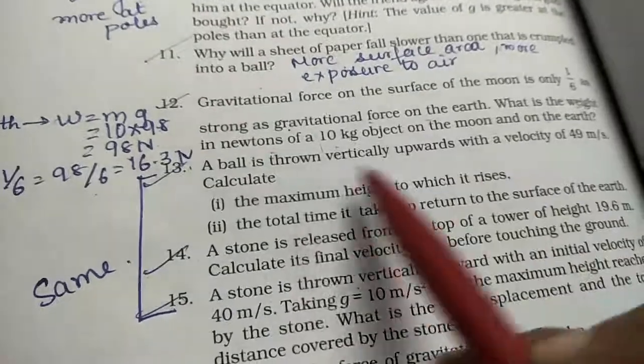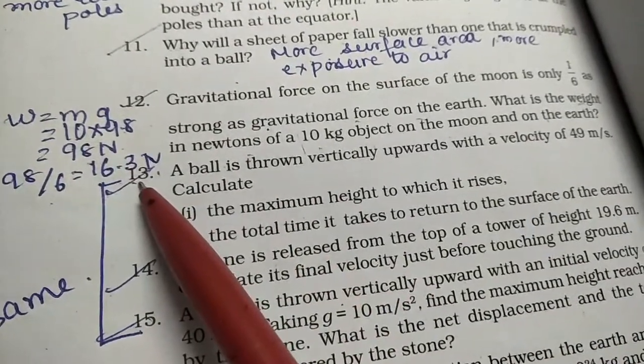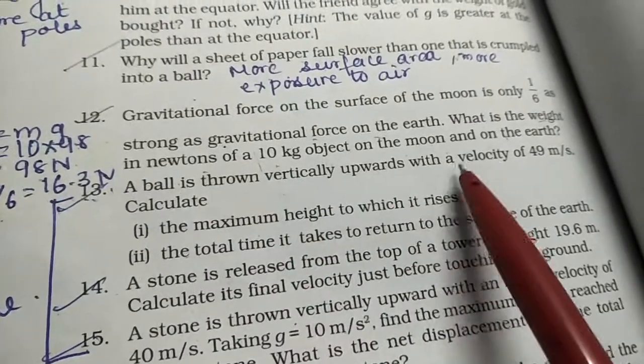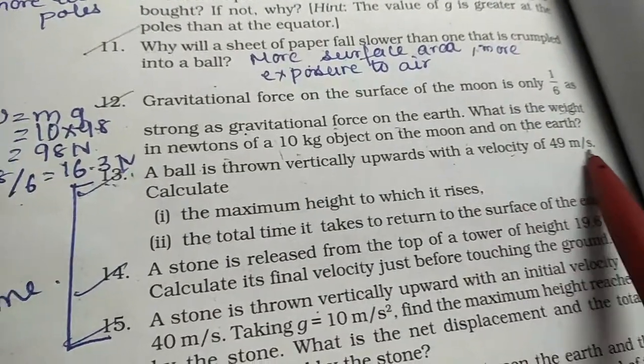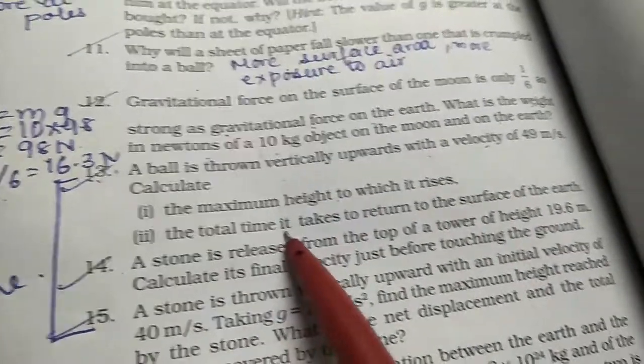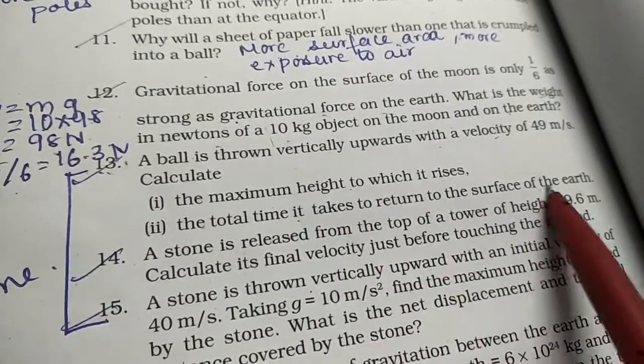Students, I'll start the next sum, that is 13th. A ball is thrown vertically upwards with a velocity of 49 meter per second, and you have to calculate the maximum height and the total time it takes to reach the surface of the earth.